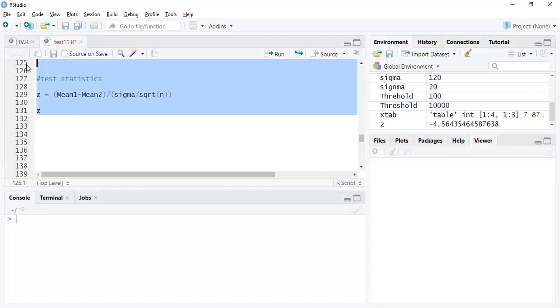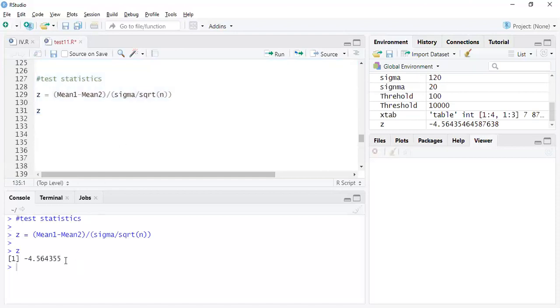All right, so let us run this. Now here you see the Z value is negative 4.56, which is less than negative 1.65. Hence we reject the null hypothesis. If you use some built-in function, obviously you will get the p-value, and in this case you will get a p-value of less than 0.05. But since we are calculating it ourselves, we don't have the p-value, but you can certainly calculate it yourself.